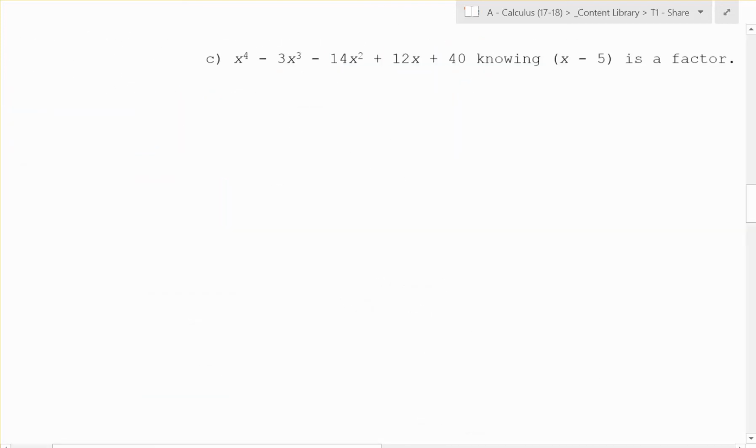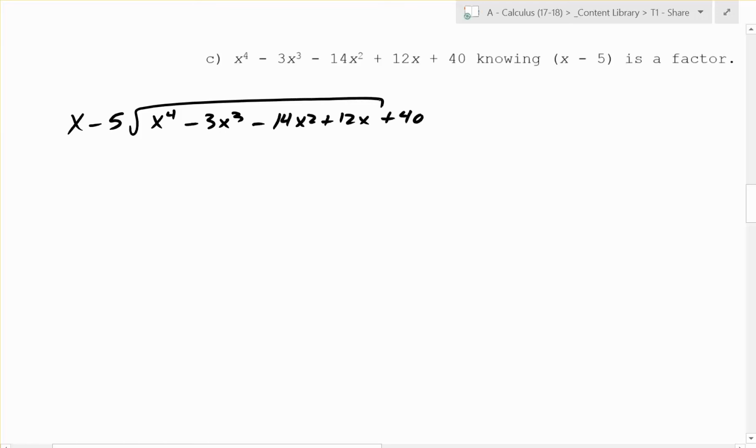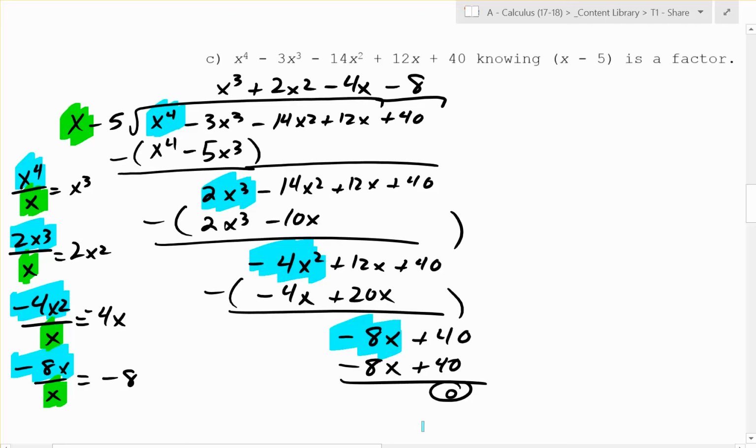So let's do a third practice. We have x minus 5 being divided into x to the 4th minus 3x cubed minus 14x squared. It just keeps on going, doesn't it? So I did it out for you. There you go. That's what it would look like if it was polynomial long division.